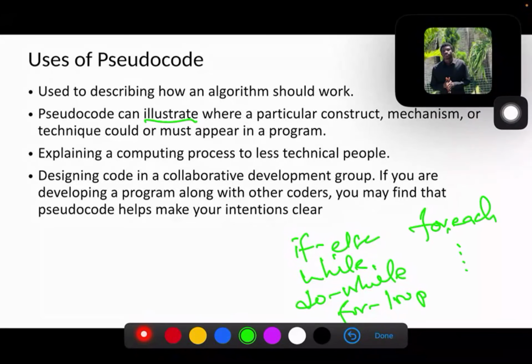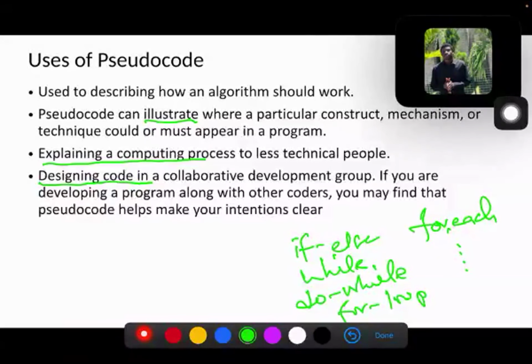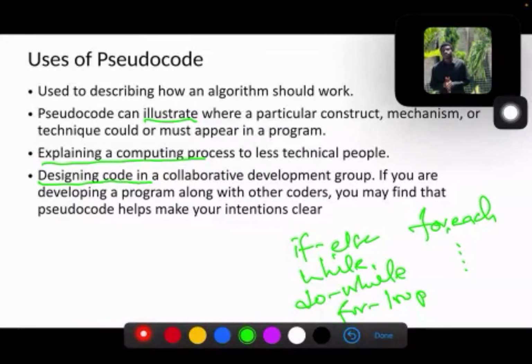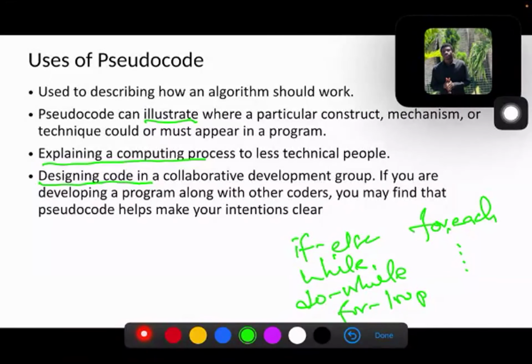Pseudocode too can be used to explain the computer processing. It's very important for that purpose. It helps us to also explain how the computer is carrying out its various operations. Then pseudocode can be used to design code in collaboration with other people. If you are working in a group, we might first want to meet and write our group project or the understanding in pseudocode before we each go and sit and rewrite our program in actual code.